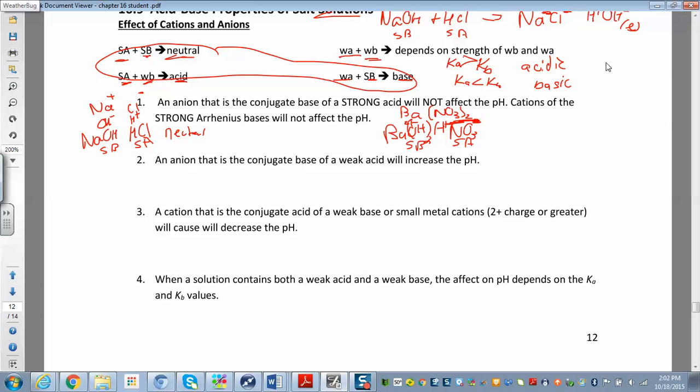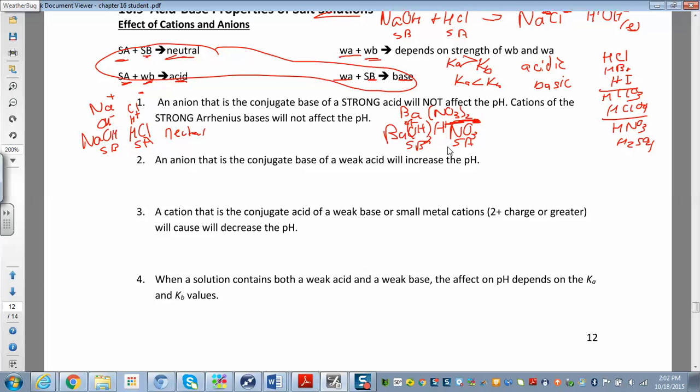So remember all your strong acids and strong bases. Strong acids are HCl, HBr, HI, HClO3, HClO4, HNO3, and H2SO4. Those are your strong acids. Strong bases are the group 1 metal hydroxides and the heavier group 2, so calcium, strontium, and barium hydroxide.